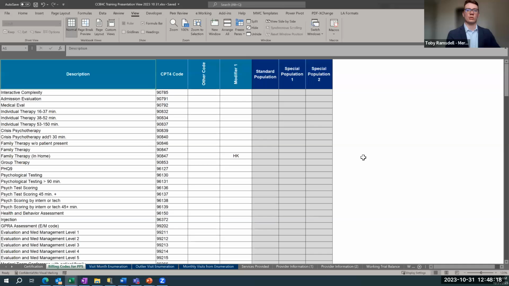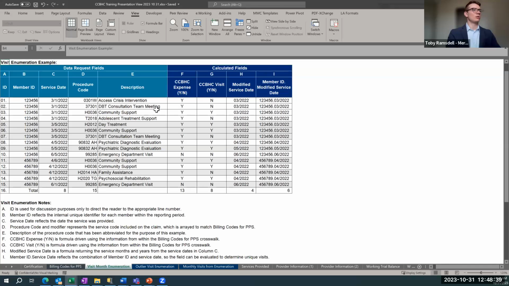So the first thing that I want to do is address visit enumeration. We walked through some outlier visit enumeration. I'll show you that again, maybe in a little less detail this time, but I also want to walk through how you determine standard population visits. So let's take a look at that next.